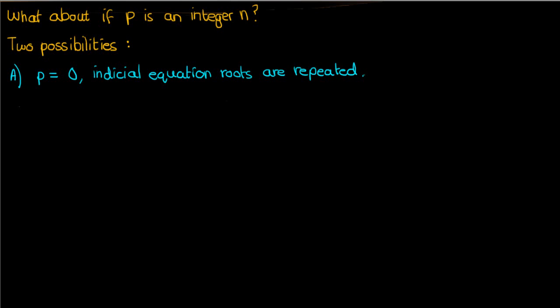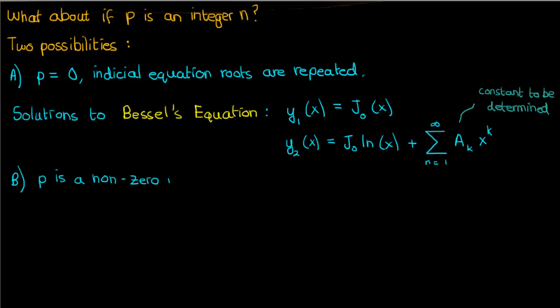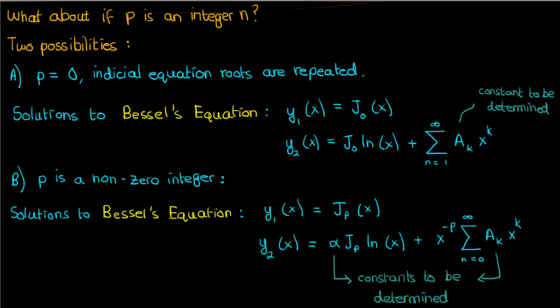Now you know from my Bessel functions and Frobenius method video, the links in the description, that when the roots to the indicial equation are repeated, the solutions to the Bessel equation you're solving would look like this, with the capital A sub k as a constant to be determined by plugging back into the differential equation and solving the subsequent equations. The next possibility is when p is some non-zero integer, in which case the solutions to Bessel's equation would look like this, where capital A sub k and alpha are constants that once again you have to determine by plugging back into the differential equation.